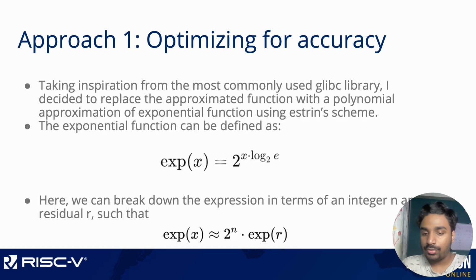So for the first approach, we can use a little bit of mathematical trickery to rewrite the exponential function as 2 raised to something, and we can split this into two neat terms which are very easy to implement in hardware. So let's have a look at how we can do this. By the way, this is a very commonly used technique in popular libraries like glibc for a very fast hardware implementation.